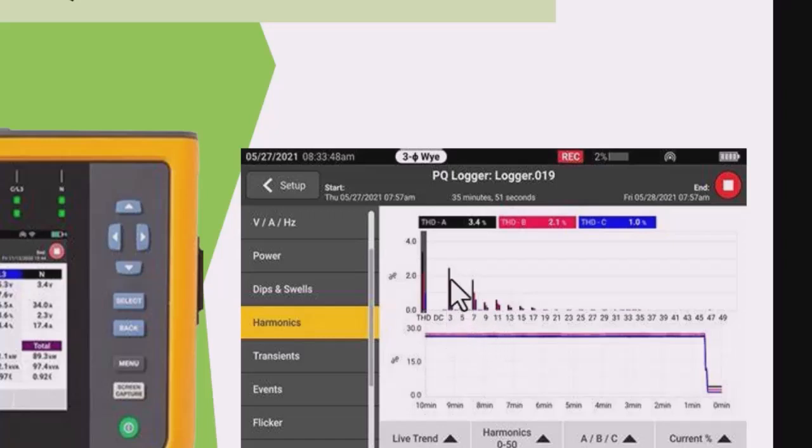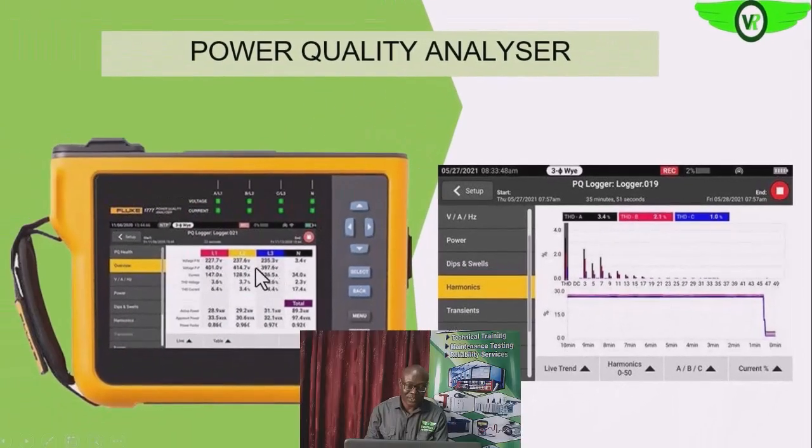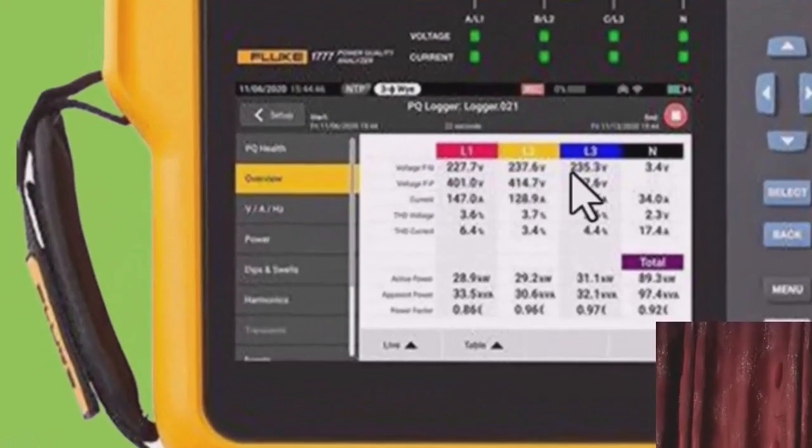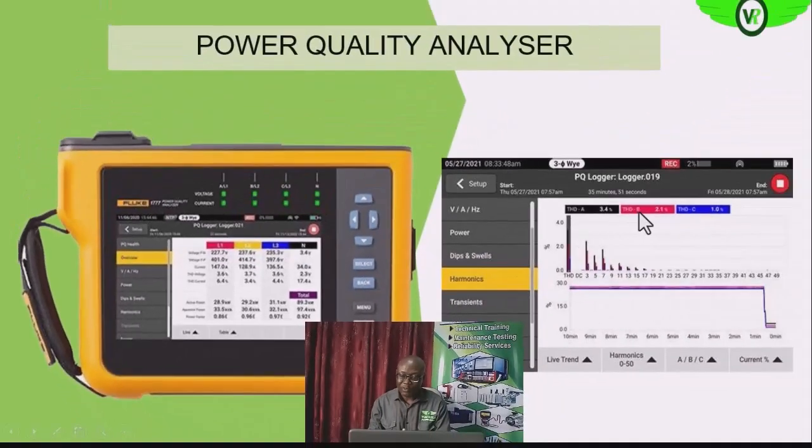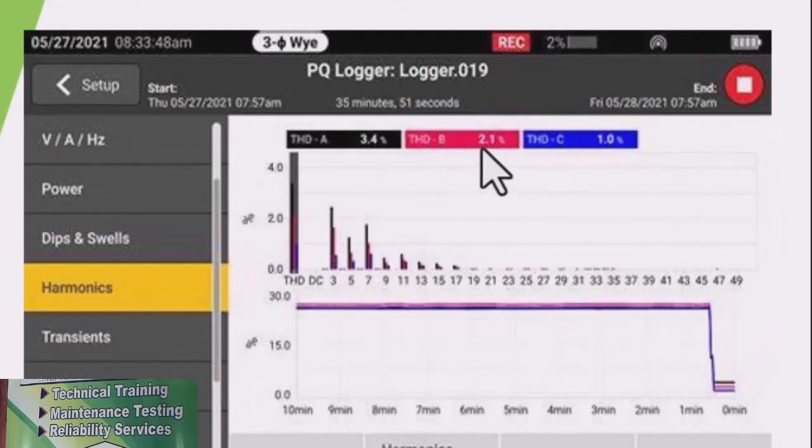If you look at the magnitude, you see that the magnitudes are not so great. Are we getting it? The magnitudes are not so great, and that is why we have this minimal unbalance. As you can see here, the unbalance is not too much. The meter itself can also give us the unbalance. So look at the total harmonic distortion on each of the phases. We have 3.4, 2.1, and 1, which is acceptable.